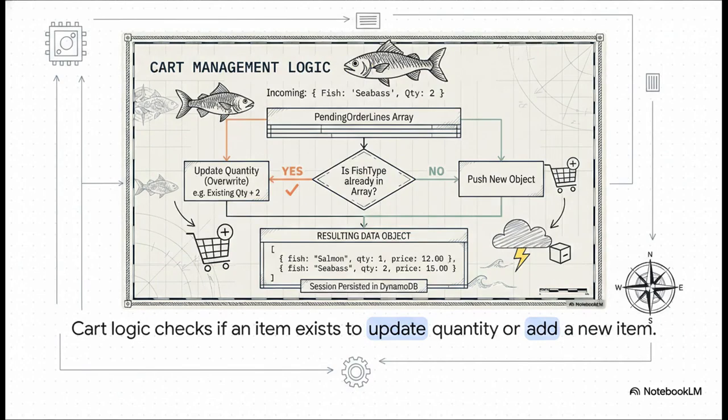So here's how the cart logic works in this stateless world. When a user wants to add an item, the code checks that pending order lines array in DynamoDB. Is the item already in the cart? Yep. Okay, just bump up the quantity. Nope. Cool, let's add it as a new line item. It's a simple if-else that lets you build your order piece by piece.